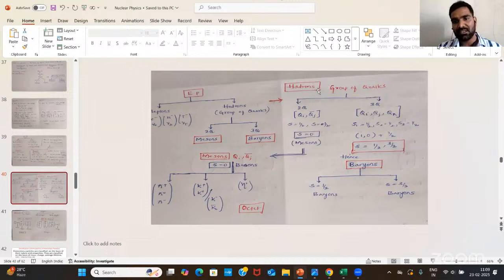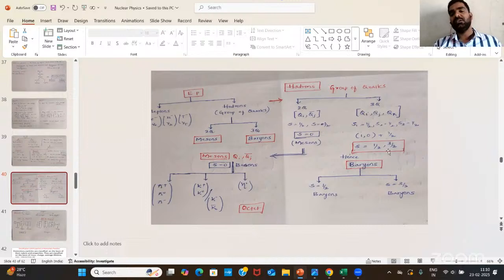Hadrons are the group of quarks: 2 quarks and 3 quarks. The 2q is nothing but a quark and its complementary, that is q and q bar. These have spin half and spin half, and the spin of these 2q will be 0. Plus half and minus half gives 0. So the spin of the mesons will be 0.